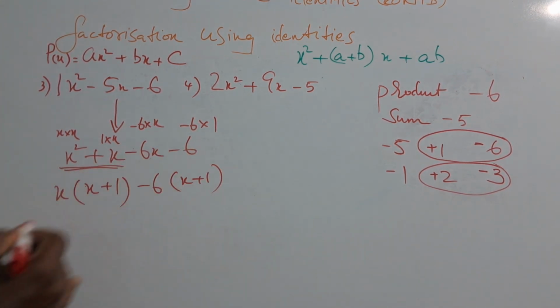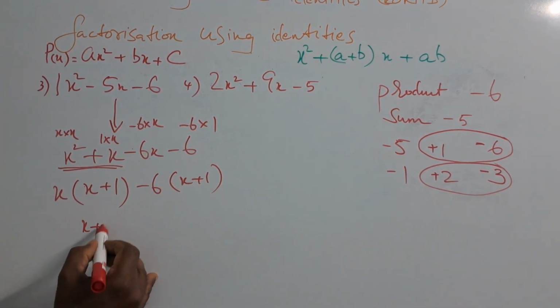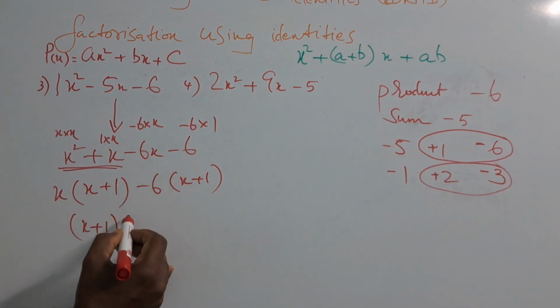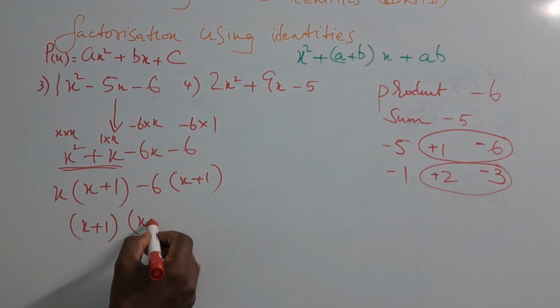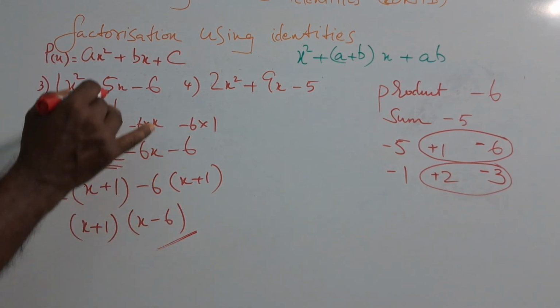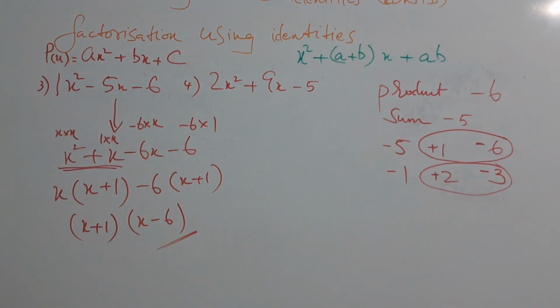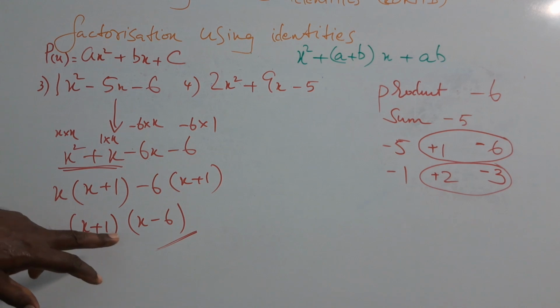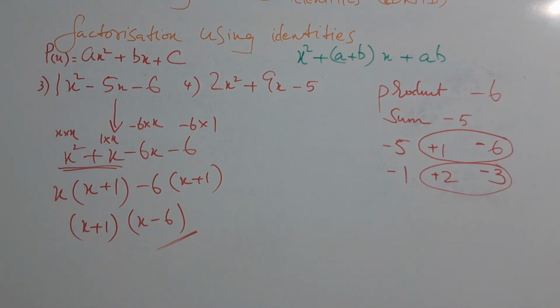Now the common factor is x plus 1 and the remaining is x minus 6. So the factors of this polynomial are x plus 1 and x minus 6.